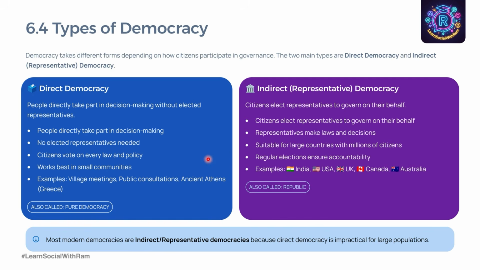Let's move towards the very important topic of this chapter, that is types of democracy. Actually, in general, there are mainly 2 types of democracy, and this is a very important question which can be asked for a 2 marks question.